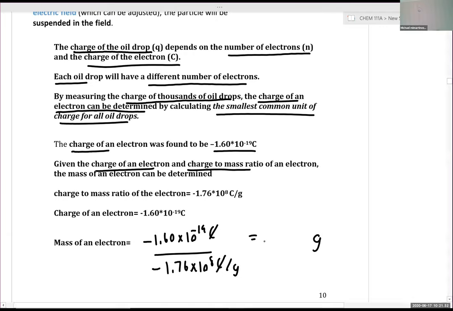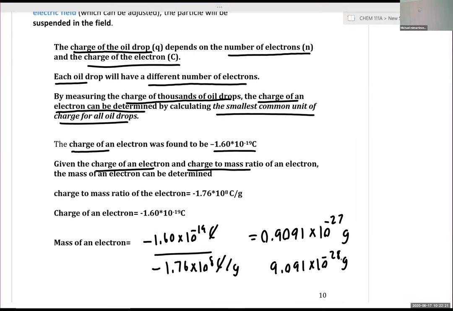That gives us 0.9091 times 10 to the negative 27th grams, which is 9.091 times 10 to the negative 28th gram. So this is quite an exciting result.